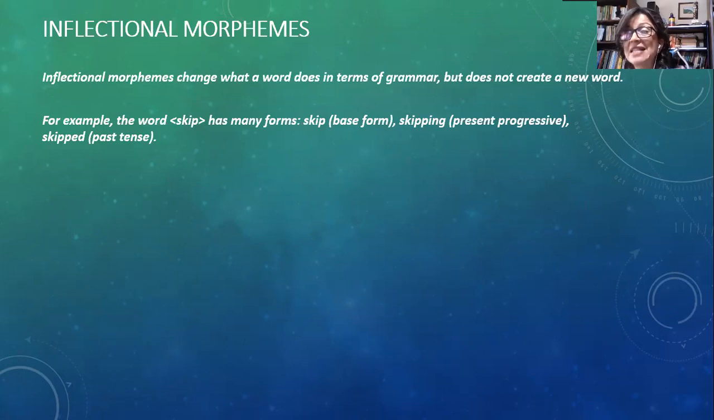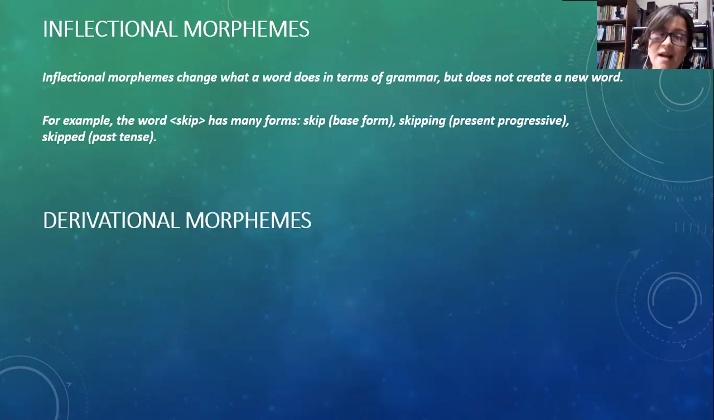If a word has an inflectional morpheme, it is still the same word. This is very important. It doesn't create a new word. It is still the same word. Then only the base word skip will get its own entry in the dictionary. Skipping and skipped are listed under skip as they are inflections of the base word. Skipping and skipped don't get their own dictionary entry. It is important.